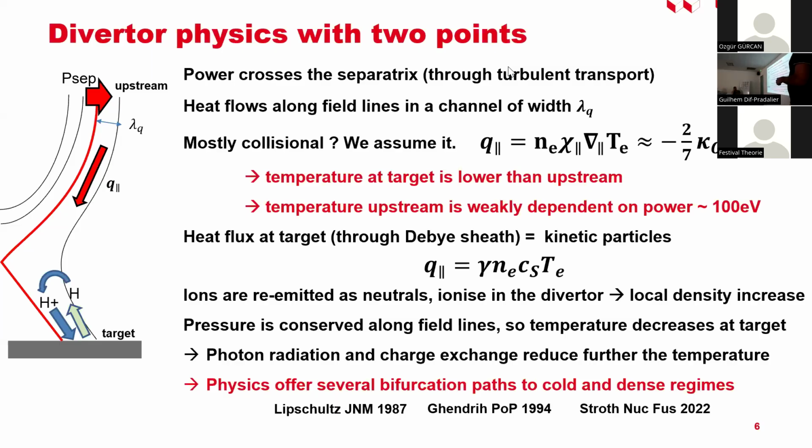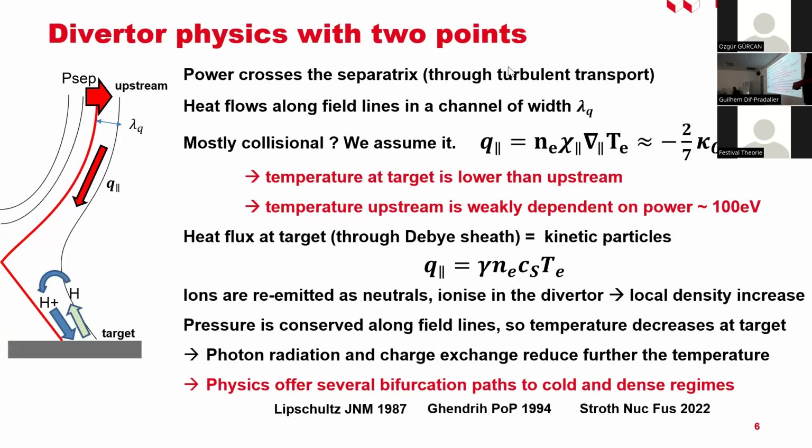Now this flux arrives in the divertor and reaches the target. But at the target, particles cross the sheath and reach the target. There is no collision there to carry the heat towards the target. It's a pure kinetic transport. So you can write that the heat flux is the product of the particle flux times the temperature times the kinetic correction gamma, that is 5 to 10. So you can link the two and do the math of what's going on.